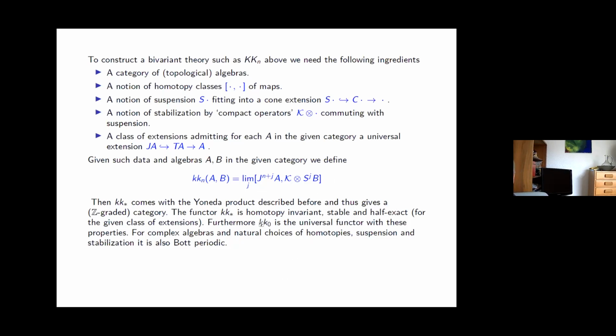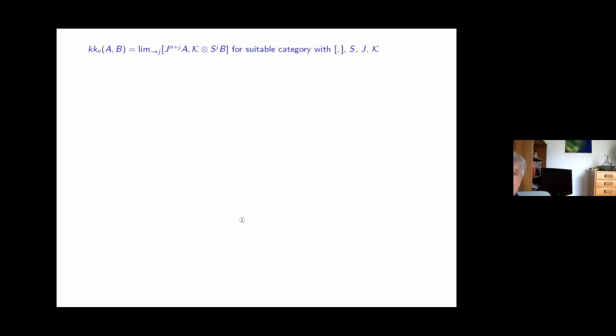And moreover, if you look at kk0, which is similar to the capital KK0 that we had before, again this will have the universal property with these properties on this category of algebras with these given structure elements, namely suspension, stabilization, and extensions. And in the complex case, for the standard choices of homotopies and so on, it's usually Bott periodic. Okay, so that's just a repetition, namely the definition of little kk of A, B.